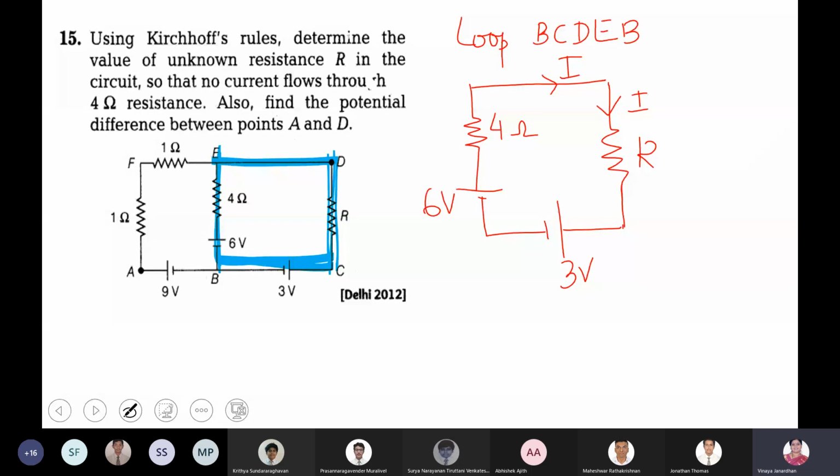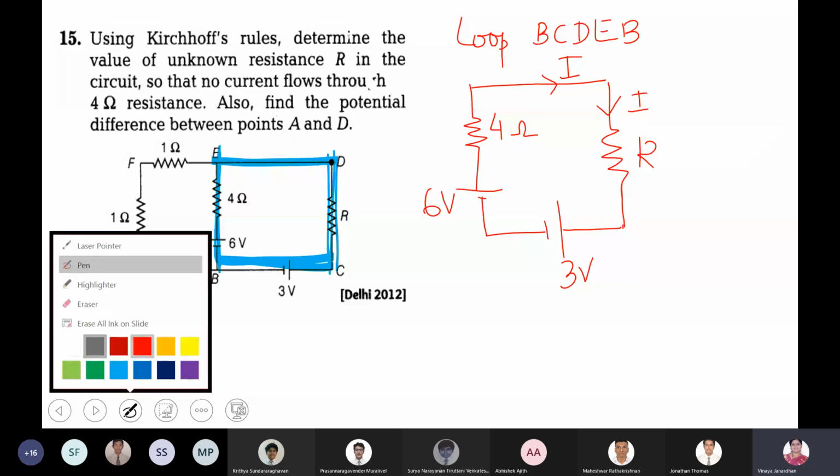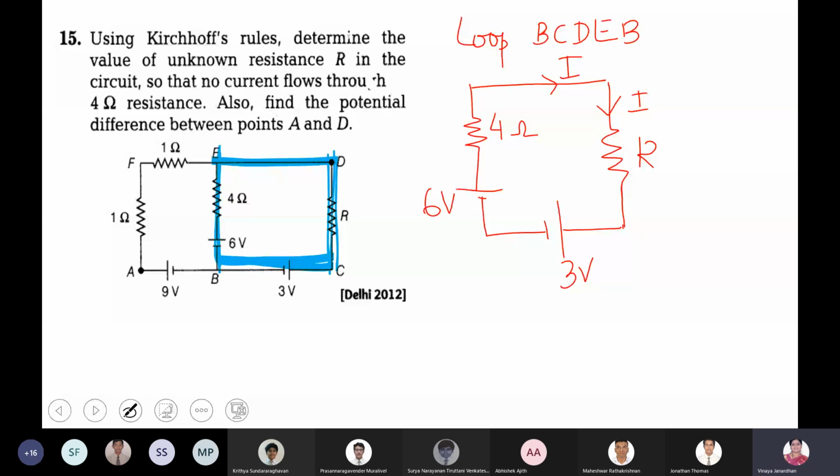Is your 6 volt battery sending the current in clockwise or anti-clockwise direction, boys? Clockwise. So its voltage will be negative. What about the 3 volt battery? Is it sending the current in clockwise or anti-clockwise? Anti-clockwise. So it is plus 3. Correct? Okay. Now there are two resistors.